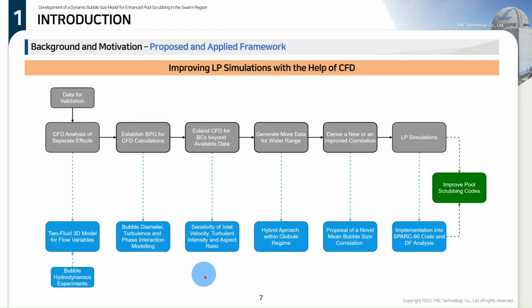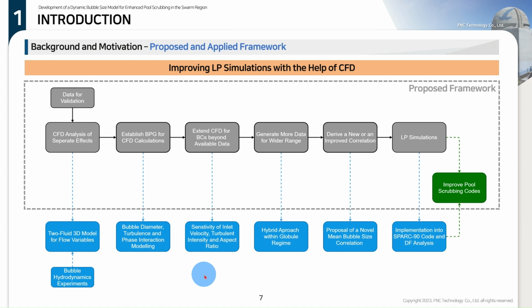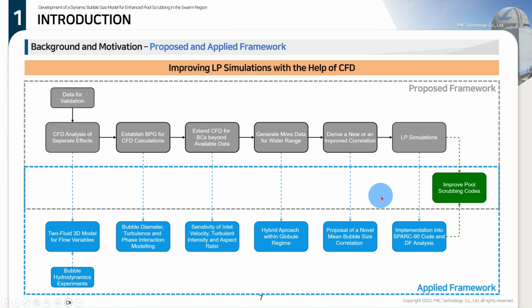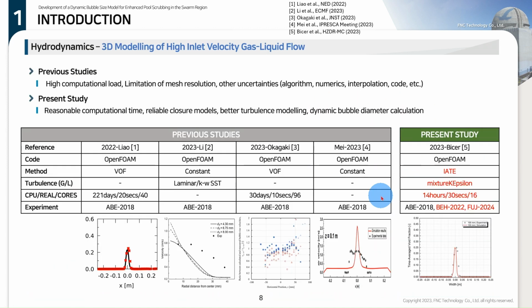So in order to improve this, a general framework that was proposed in the IPRESCA meeting will be used: to use the CFD analysis to generate more data to derive a correlation and implement it into a pool scrubbing code, which will be done for the bubble diameter modeling to improve the pool scrubbing codes.